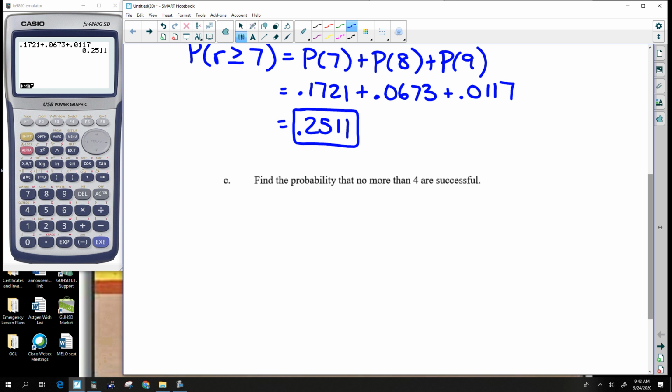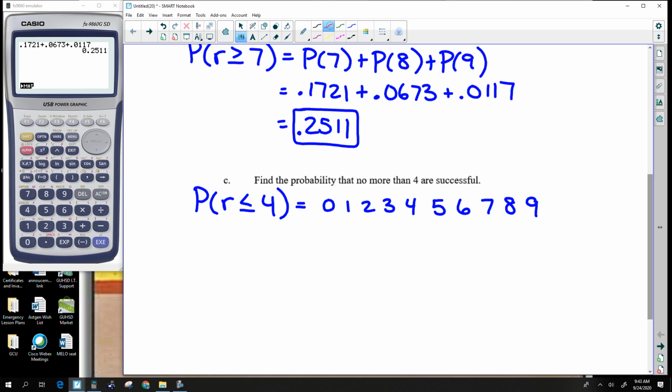Probability that no more than 4. All right, so here's the concept. If I want no more than 4, that means I want 0, 1, 2, 3, and 4. I do not want 5, 6, 7, 8, or 9. So right now, in the above calculation, I figured out what 7 through 9 is, but I don't want 5 to 9. So what I'm going to do is put this 5 and 6 onto that total and then subtract it off from 100%.